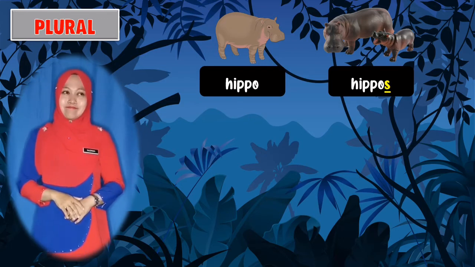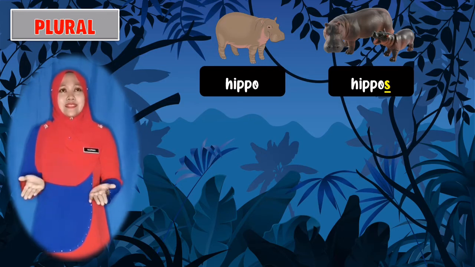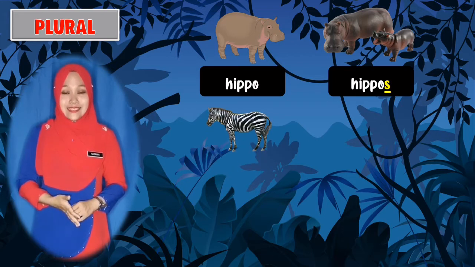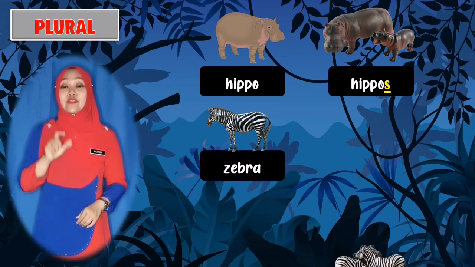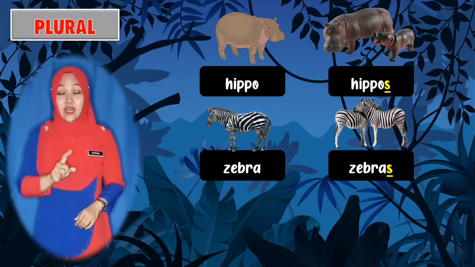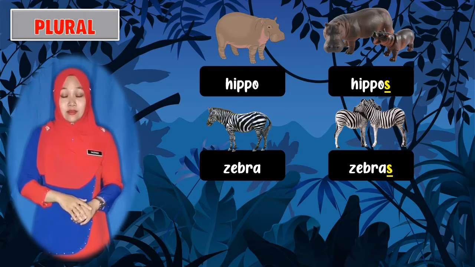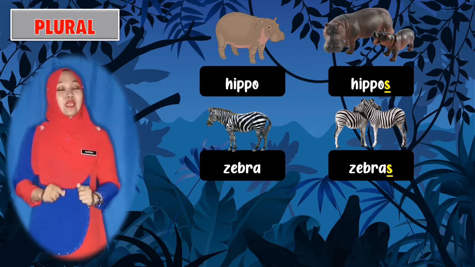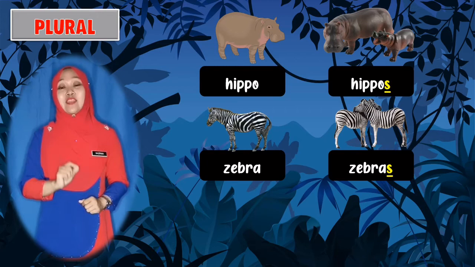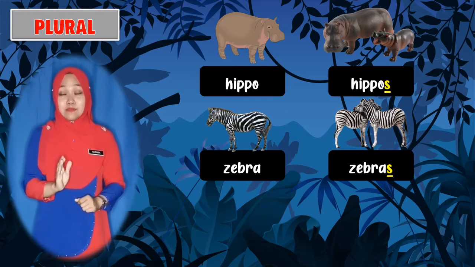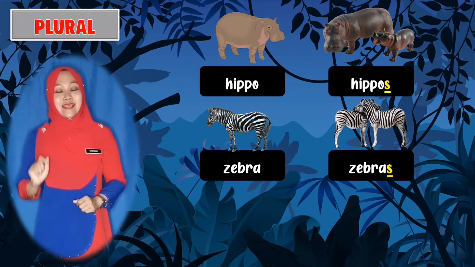H-I-P-P-O-S. Number 4, let's say we write zebras. The word zebra without s is singular. But to make it plural, we have to put the letter s at the end of the word zebra. It becomes zebras.